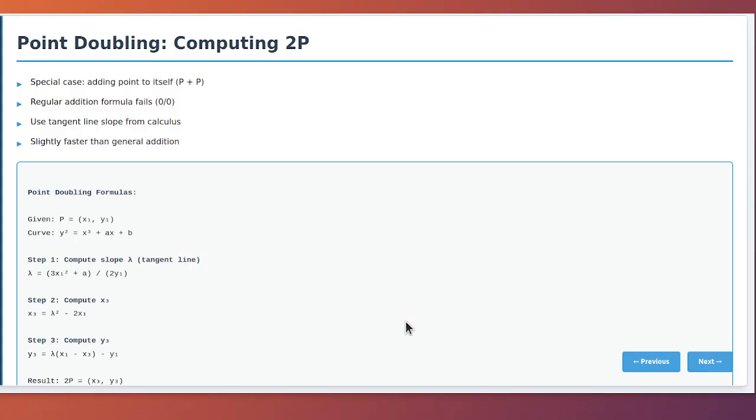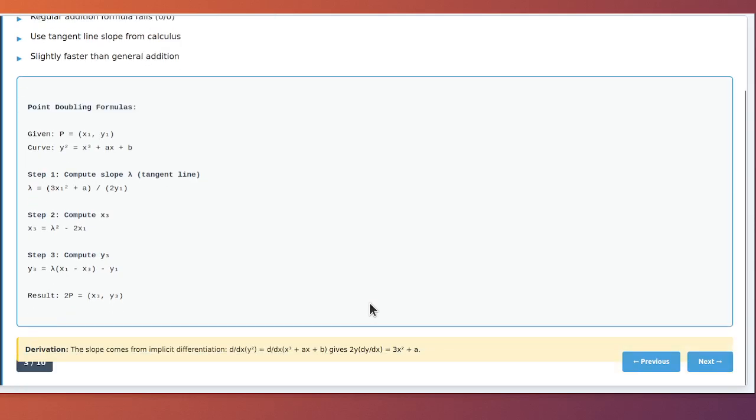Instead of calculating the slope of the line passing through points P and Q, we use the slope of the tangent line to the curve at point P. This tangent line represents the limiting case as point Q approaches point P. To determine this slope, we implicitly differentiate the curve's equation. The curve is defined as y squared equals x cubed plus ax plus b.